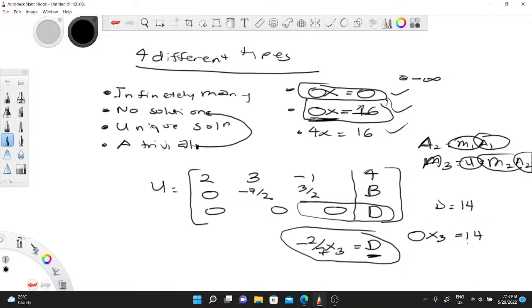I don't know whether you can tell me. Please type in the chat box what you think the answer would be. The answer would be no solution. You understand? Now let's say D was also 0 in this case. To get 0 x3 is equal to 0, you would have infinitely many solutions.